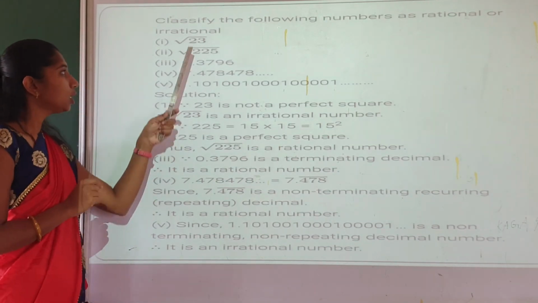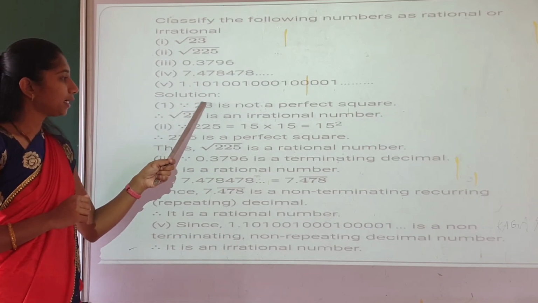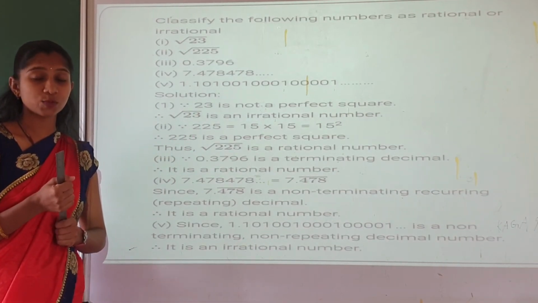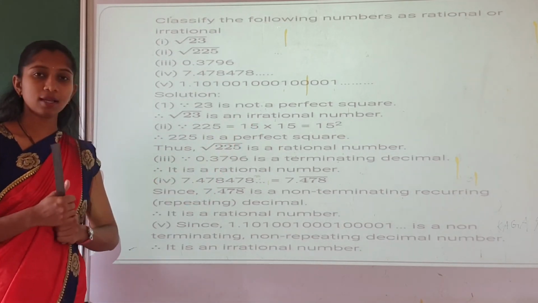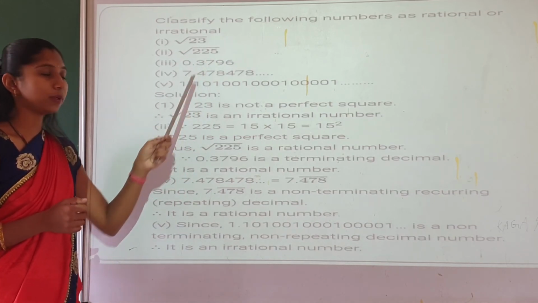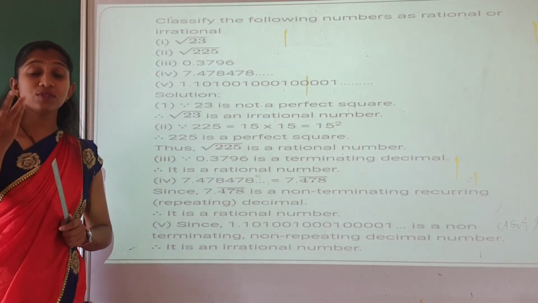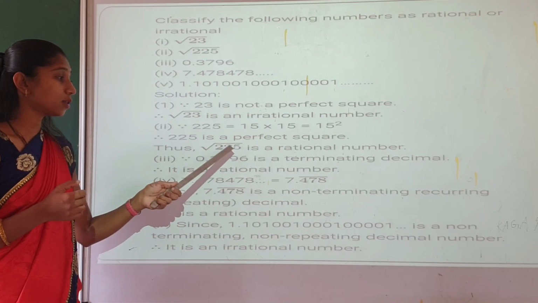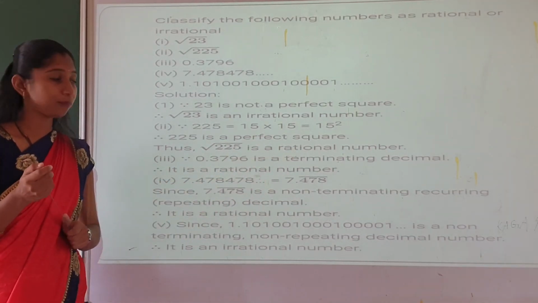Look at this. First question is square root 23. Whether 23 is a perfect square? No, it is not a perfect square. That's why square root 23 is an irrational number. What is the next problem? Square root 225. 225 is a perfect square. 15 square is how much? 225. That is the answer you are going to get. Square root 225 is a rational number.